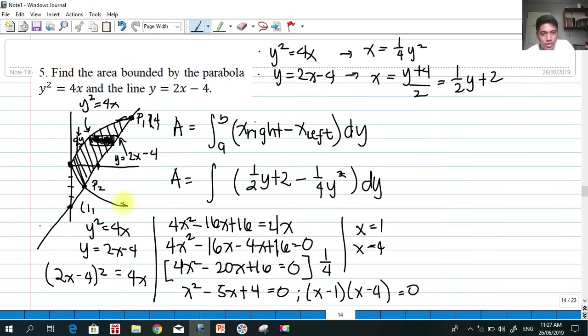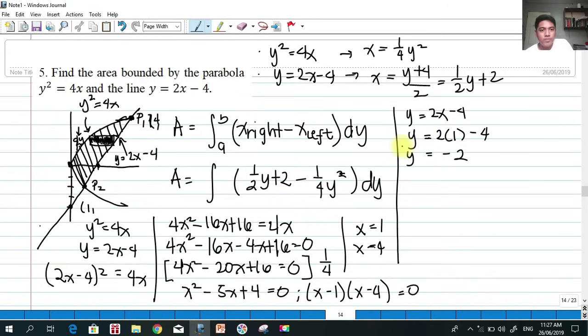We don't know the y yet. We are concerned with getting the y because our limits here from a to b should be in terms of y. How are we going to do that? Simply choose one of the equations. Let's say I choose y equals 2x minus 4, and we insert the roots that we got. First is 1: 2 times 1 minus 4, so 2 minus 4 is negative 2. So the point of intersection is 1 and negative 2. My drawing is not drawn to scale.